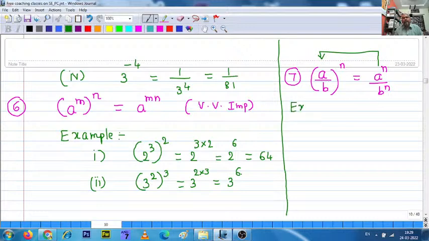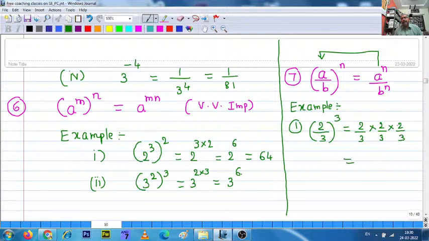So now, example. We will discuss like this example. For example, if you want to find out (2/3)^3, generally (2/3)^3 means you can find it like this also: 2/3 multiplied by 2/3 multiplied by 2/3. So you know that 2 twos are 4, 4 twos are 8, upon 3 threes are 9, 9 into 3 is 27.